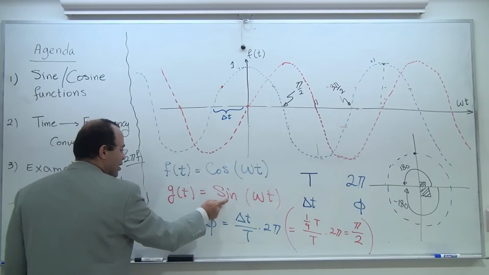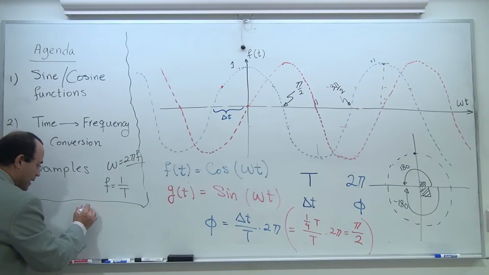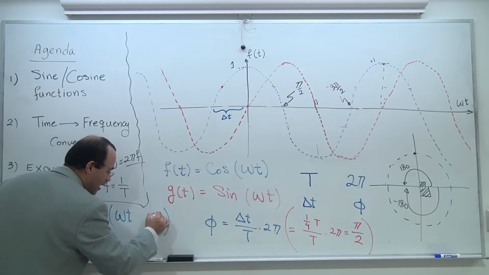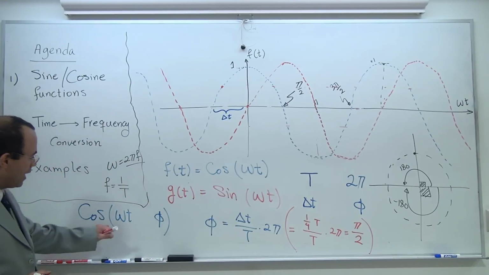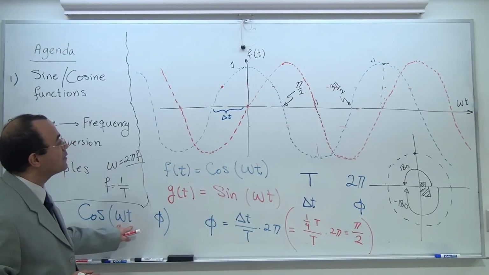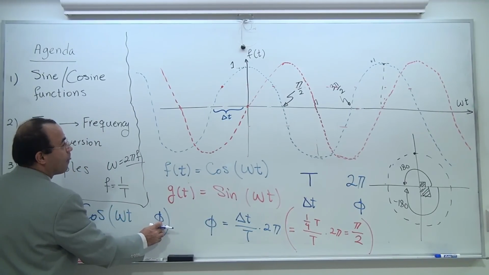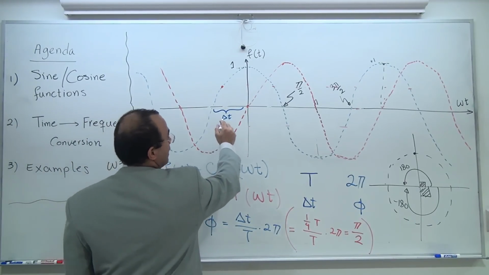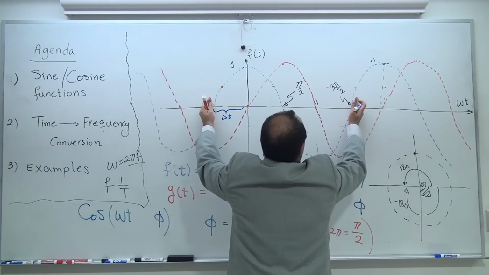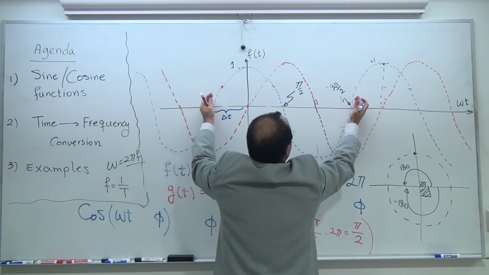Now, you can tell me how the sine function is related to the cosine function. The sine function is equal to the cosine function of omega t plus or minus phi. Basically, if I have a shift in the amount of phi, actually I need to be careful. If this is omega t, this is going to be omega times capital T, and this is going to be omega times delta t. As long as I get the ratio, I'm fine.